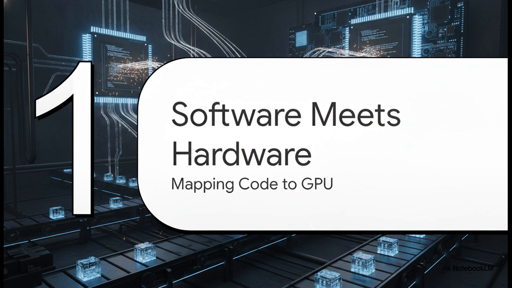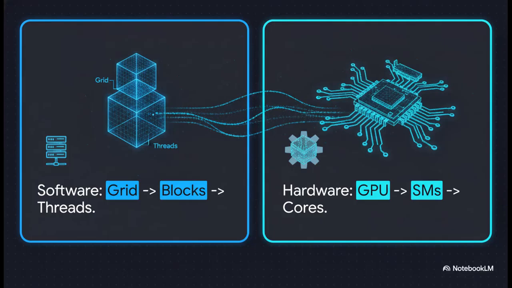Section 1. Software meets hardware. To start tuning, we have to map your code to the actual physical GPU. Think of it this way. You write a software hierarchy, right? You've got a grid containing blocks containing threads. But the physical hardware speaks a completely different language. It's a GPU packed with streaming multiprocessors, or SMs, which are split into partitions holding the actual physical execution cores. When you launch a kernel, you are literally dropping your software grid onto the hardware GPU, which then hands out your blocks to its SMs.